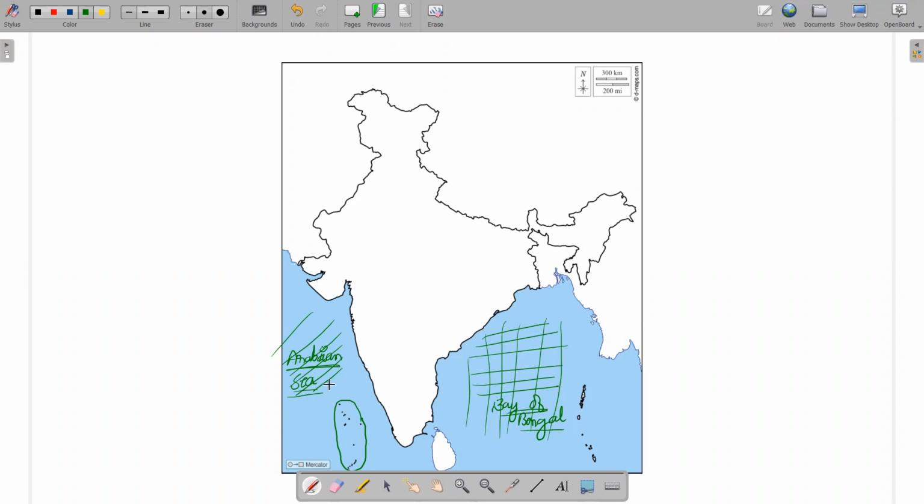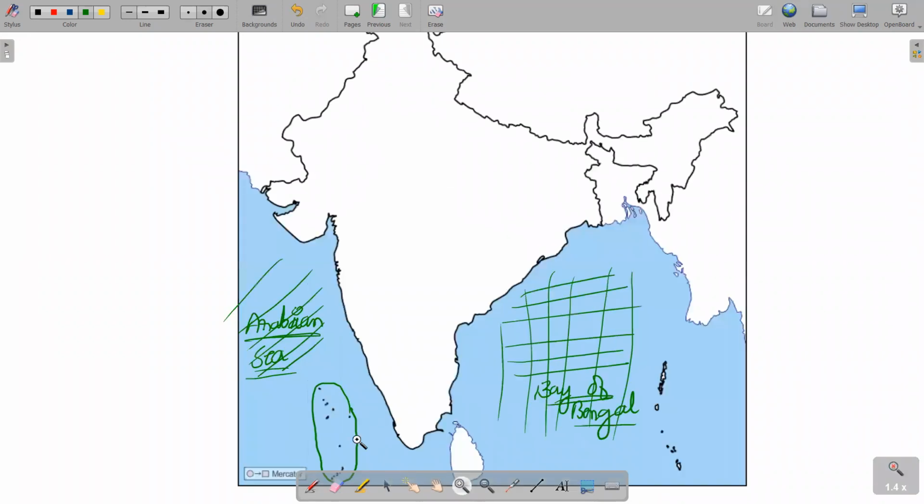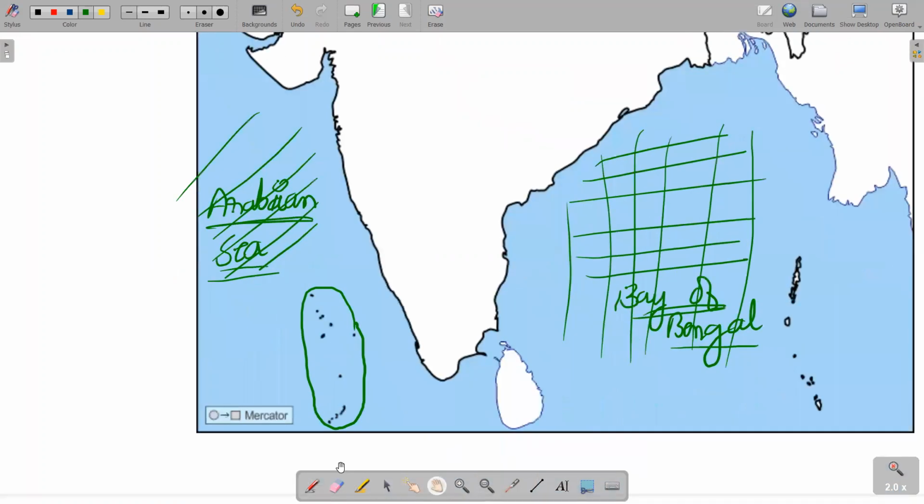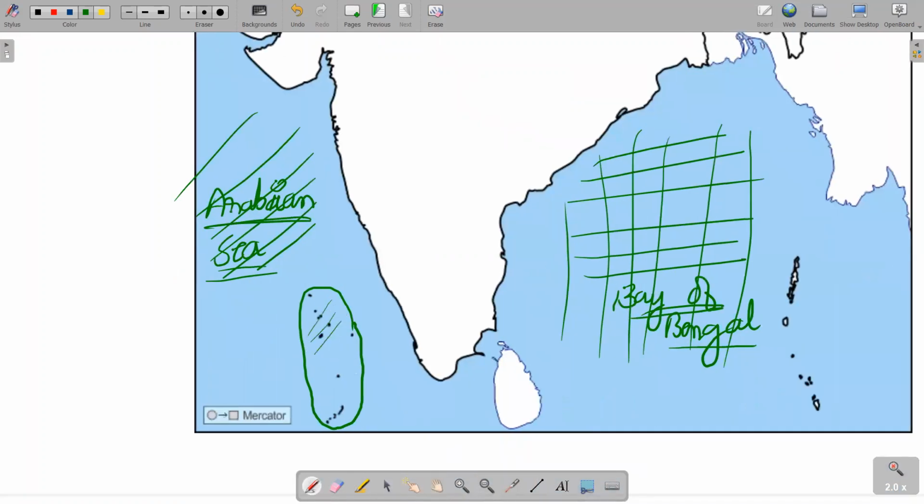So in the Arabian Sea, especially at this part, this area is called the Lakshadweep Islands. Whatever these islands are there, map pointing is simple. I have seen so many people getting confused about where the Lakshadweep Islands are in India, and they try to place them anywhere. Very simple. Please keep this in mind. These are the islands.